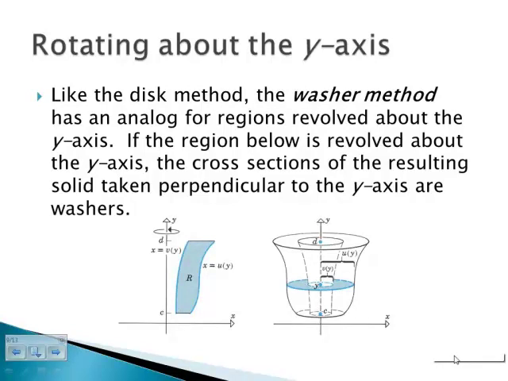Rotating about the y-axis. Like the disk method, the washer method has an analog for regions revolved about the y-axis. If the region below is revolved about the y-axis, then the cross-sections are still in the shape of washers, circular disks with holes in the middle, but the cross-sections are now perpendicular to the y-axis.